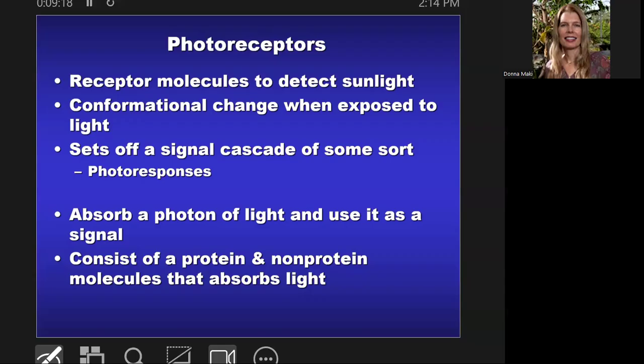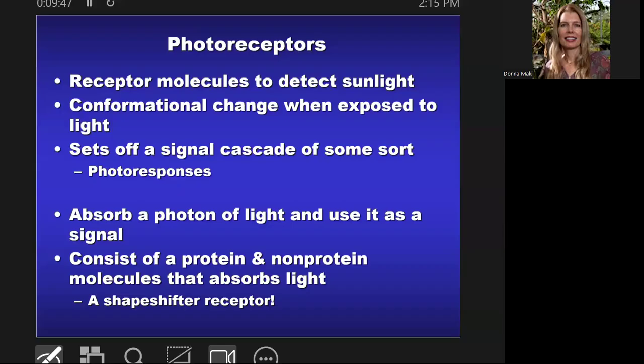So when it does absorb that light, it actually shifts its shape. And that is enough of a process to allow for signal transduction to kick in. So it's not like they're expending a ton of ATP or doing anything super fancy. It's just absorbing that sunlight energy, shifting their shape, boom, that starts the signal cascade.